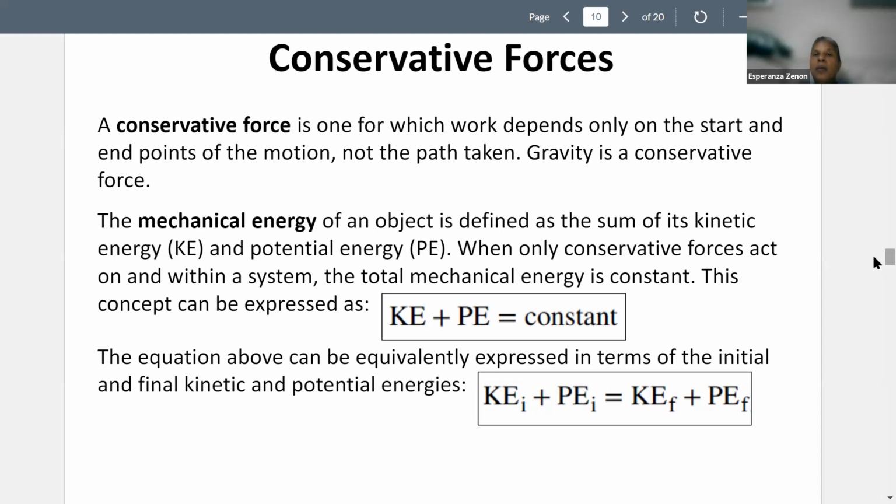So it doesn't matter how we get from start to finish. Doesn't matter the path that we follow. The only thing that matters is where we start and where we stop. And so an example of a conservative force is gravity. So if you do work against gravity, that force is a conservative force. And so the work that's going to be done does not depend on the path taken. Okay?